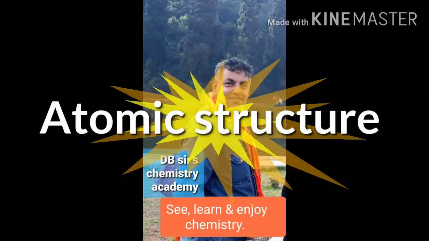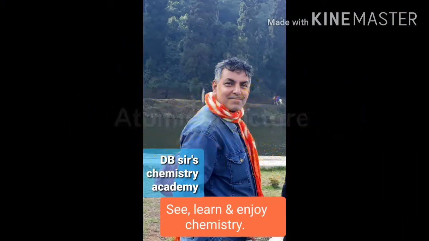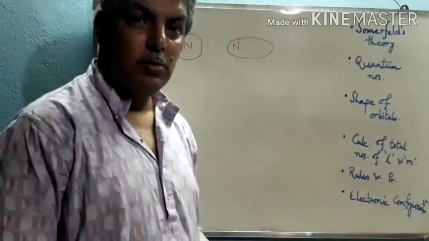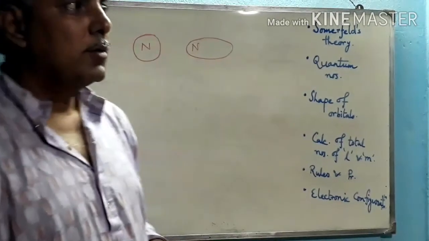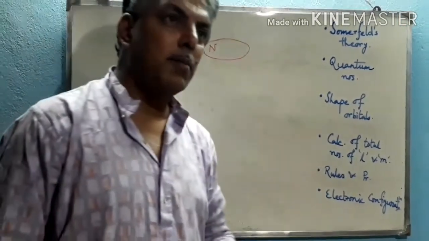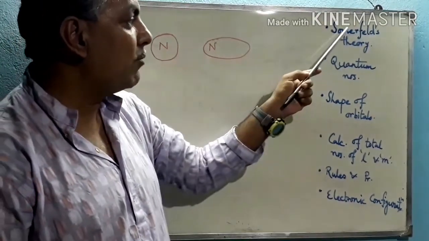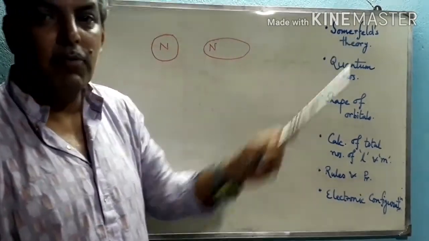Today's class is Atomic Structure Part 3. Now, today we are discussing the last part of atomic structure. The first portion is Sommerfeld's theory. Number one, Sommerfeld's theory.